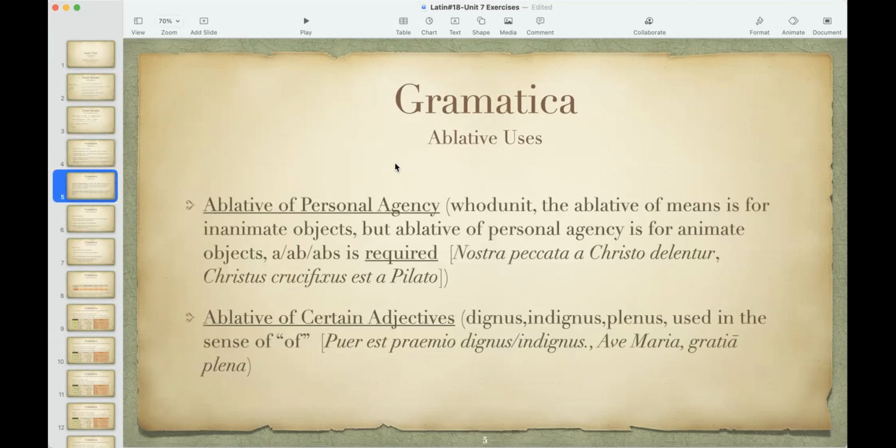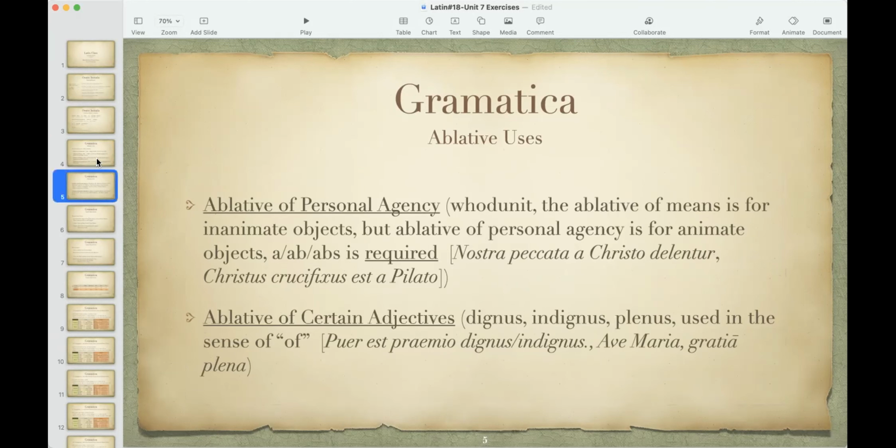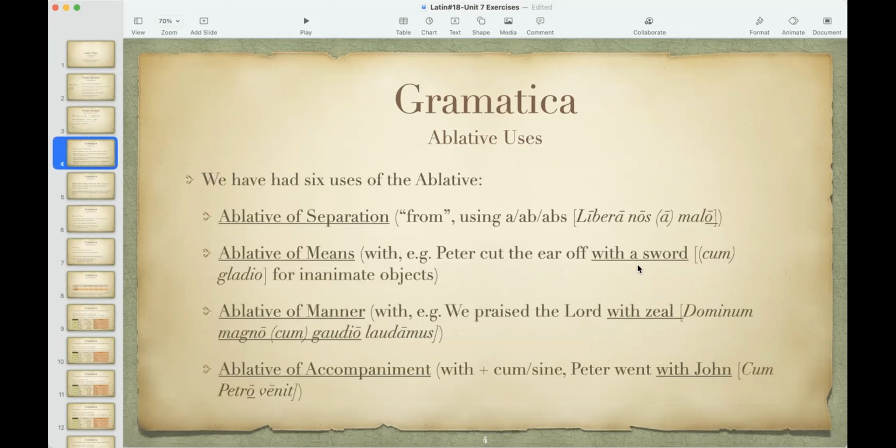And then lastly, the ablative of certain adjectives like dignus, indignus, plenus, used in the sense of, like Ave Maria, gratia plena, Hail Mary, full of grace. And so those are the six major uses we've had so far. So I said, we'll get some more. These may seem a little strange at first, but they're not as complicated as they may seem, because we know the ab means from. So all it is saying is that you put this, and we know that ab uses the ablative in the first place.